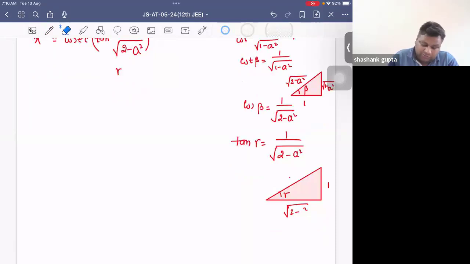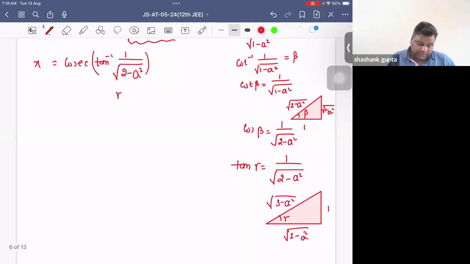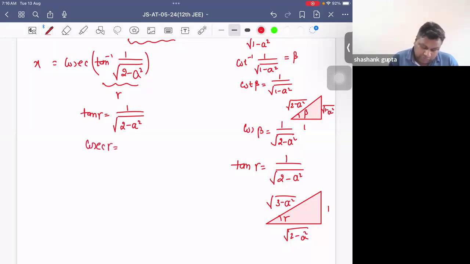So this is 2 minus A square. So this will be under root of 3 minus A square. All right, so from there, I assumed it as gamma. So tan gamma is 1 upon under root of 2 minus A square. This is your tan gamma. What you are looking for is cosec gamma. So cosec gamma will be what? Under root of 3 minus A square.